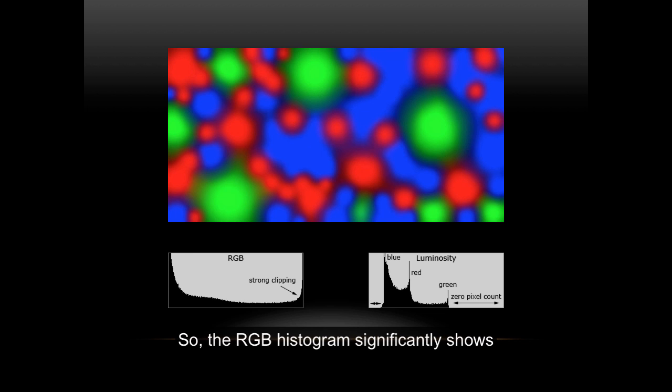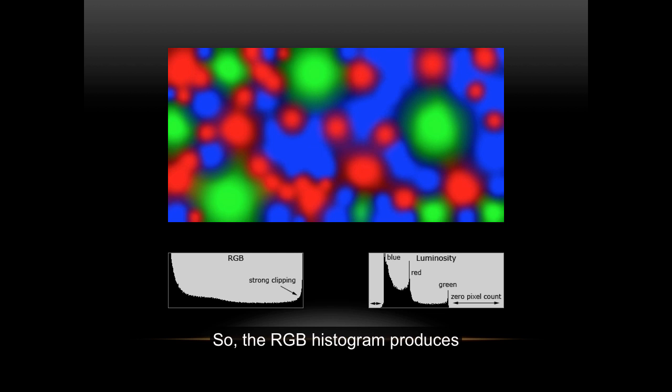So the RGB histogram shows a significantly different picture. The rule here is, the more intense and pure the colors are in your image, the more a luminance and RGB histogram will differ.